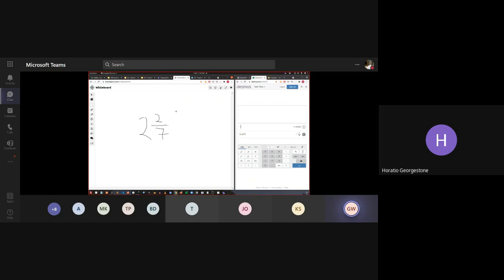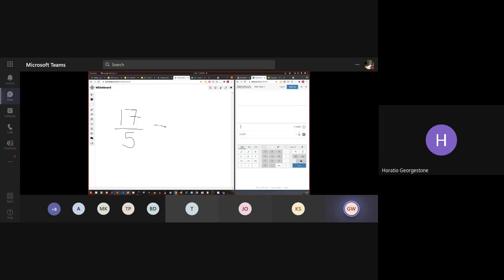So basically, just for a quick explanation of top-heavy fractions versus mixed numbers. A top-heavy fraction is a fraction where the numerator, which is the top number, is bigger than the denominator, the bottom number. So for example, 17/5, 17 is bigger than 5. So this is a top-heavy fraction. And top-heavy fractions always have a value that is greater than 1. So if you type in 17/5 on your calculator and convert it to a decimal, you will see that it is equal to 3.4, which is more than 1.